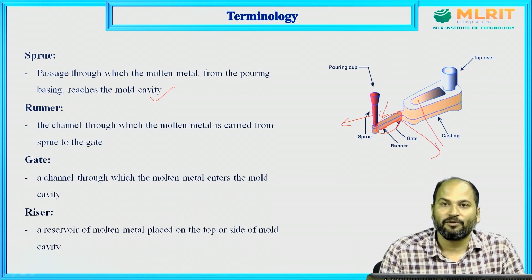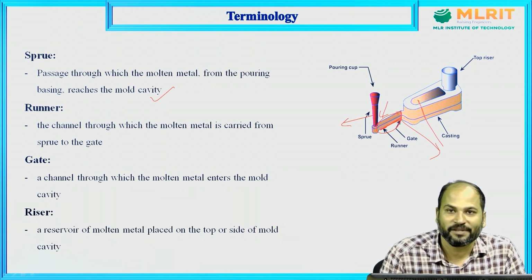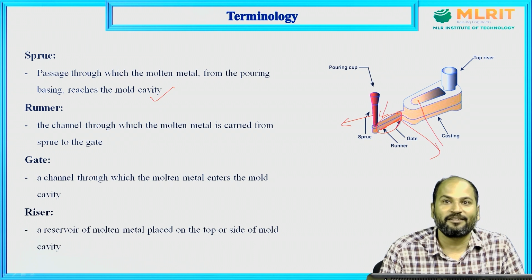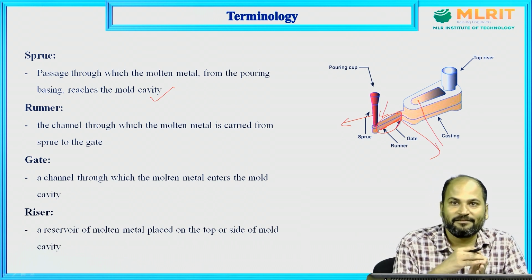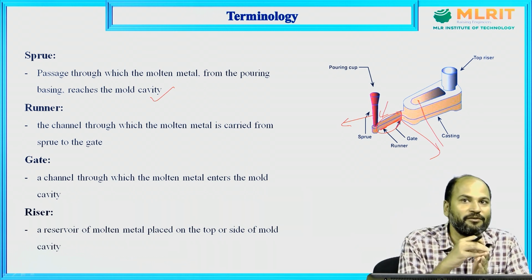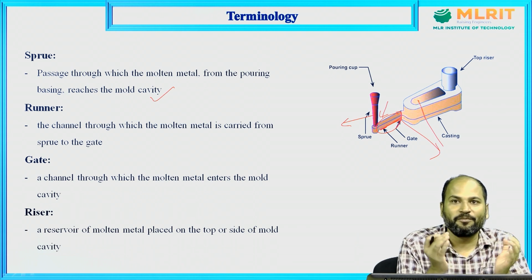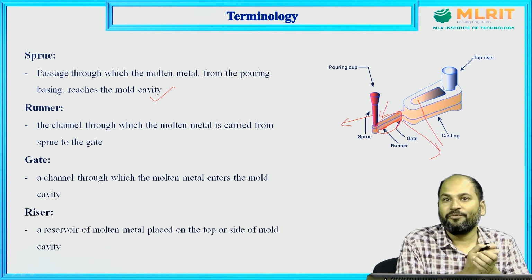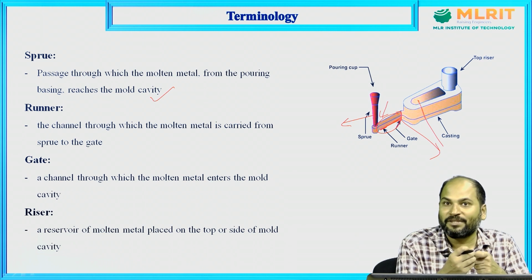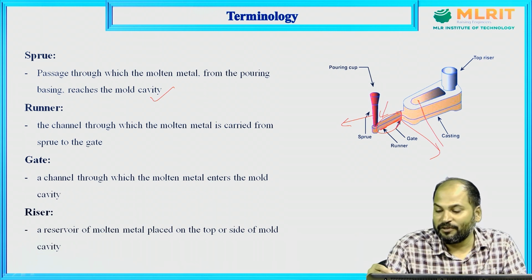And finally the riser. This is probably the most important of all these parts. Why am I saying this? Because it acts like a reservoir of molten metal. As I told at the starting also, in casting the material is changing phase from liquid state to solid state, so there will always be a reduction in volume. We need to overcome that reduction in volume, and this will be done by the riser.